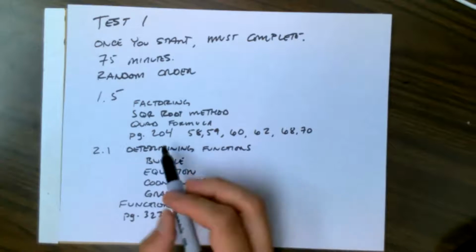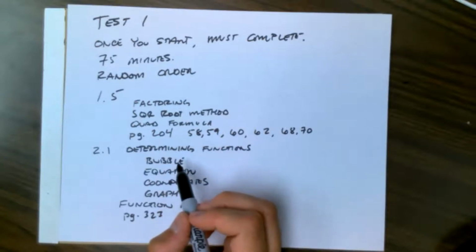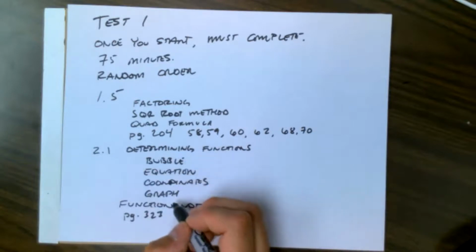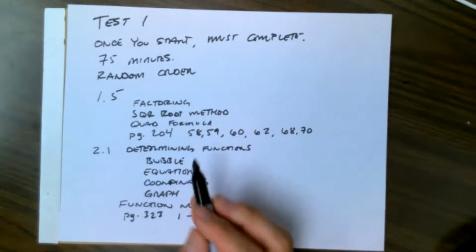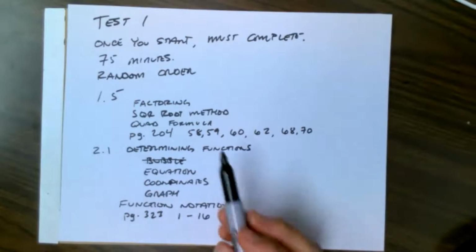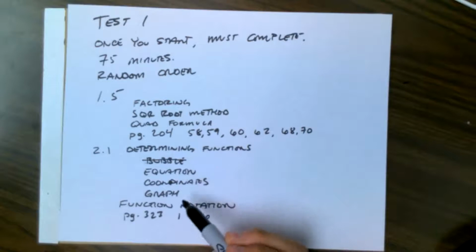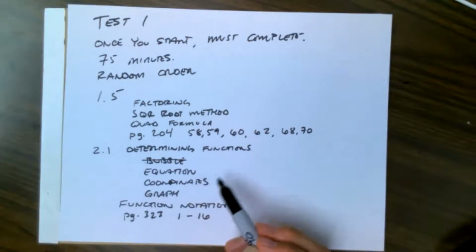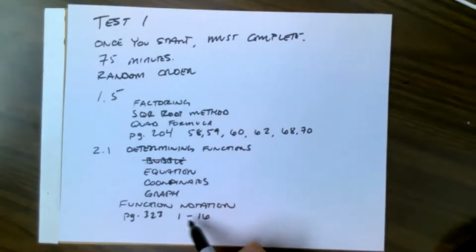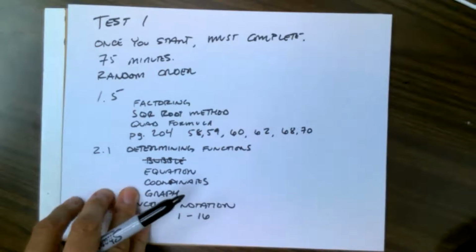It goes over this part. It doesn't go over the bubble aspect. I don't think that's going to be on the test anyway. You don't have to worry about it. The equation, coordinates, and graph are going to be on the test. That was just me doing an example that day. But the function notation and then determining if a function is from an equation, coordinate, or graph is in this group of examples, 1 through 16 on page 323, okay?